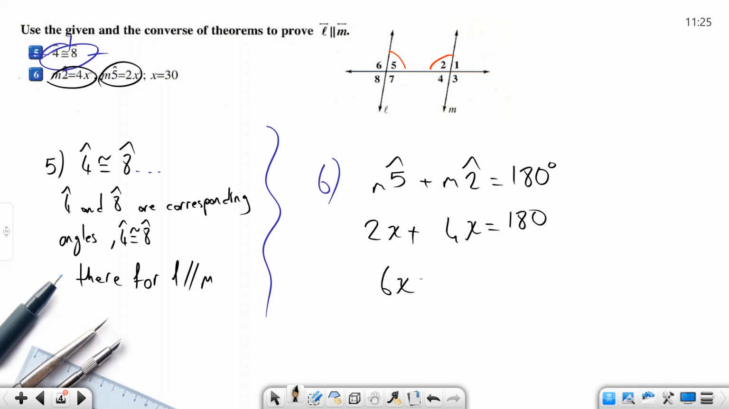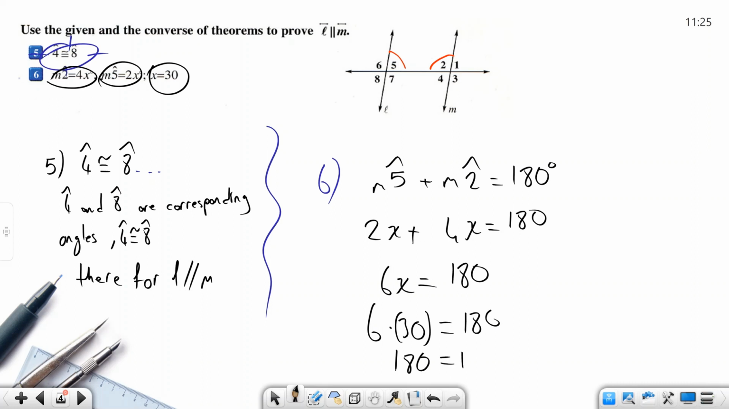So 6x is equal to 180. What is x? x is equal to 30. Put here 30: 6 times 30. What is it? 180. Yes, it's correct. It's equal to 180. So here you can say L is parallel to M. Why? Because the sum of the interior angles is equal to 180.